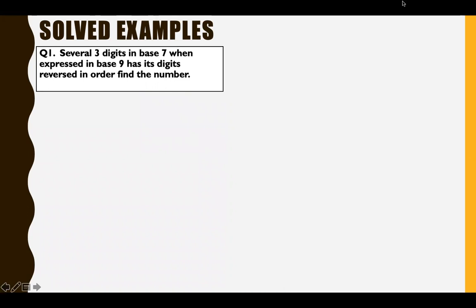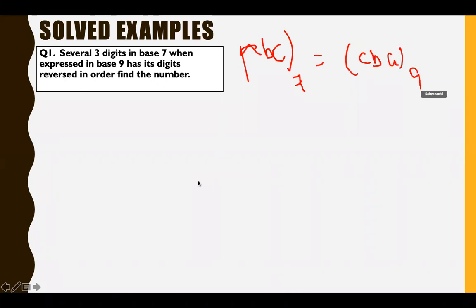Now we can continue. So we assume this number in base 7 is A, B, C. In base 9, it gets reversed in order, so C, B, A. We can write this, as we saw before. Now first we have to convert this to a certain equal base, and from that equal base, we are going to just manipulate. This is the 0th digit, first, second digit. So first convert this to base 10.